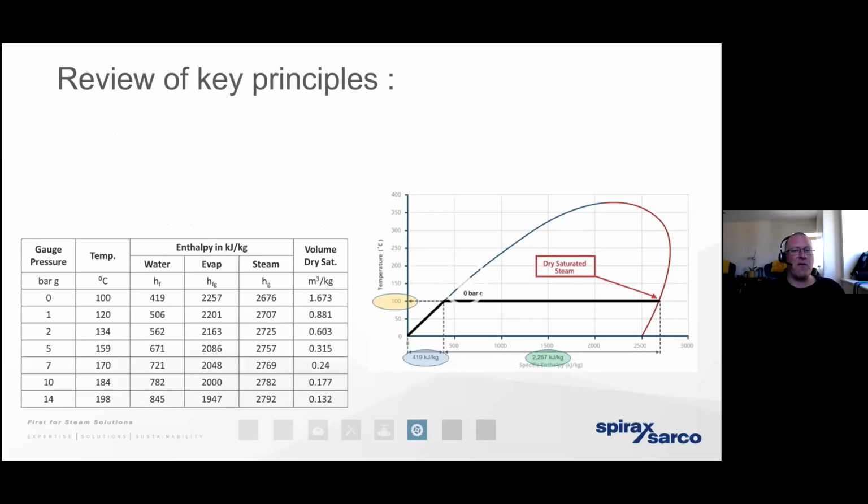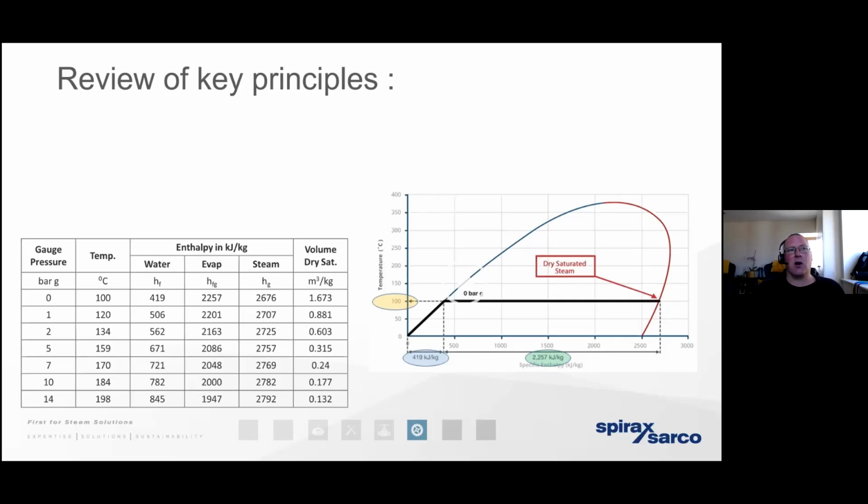So there's a lot of very, very powerful and important information demonstrated in the steam tables. First of all, we can see the pressure-temperature relationship. So if we understand the pressure that the steam is either being generated at in the boiler, distributed at in the distribution network, or condensed at in the process, then we understand the temperature that the steam has. For example, if we're generating steam at 0 bar gauge, the boiling point of the water is 100 degrees, and therefore the temperature of the steam is also 100 degrees.